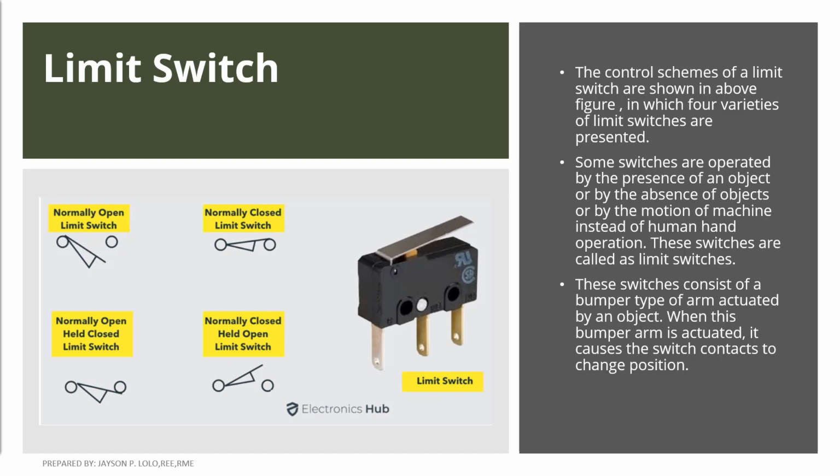The next one is the limit switch. The control schemes of the limit switch are shown in this figure. We have a normally open limit switch. This is a limiter, and you can see this on a car or also in motorcycle parts. These switches consist of a bumper type of arm actuated by an object.